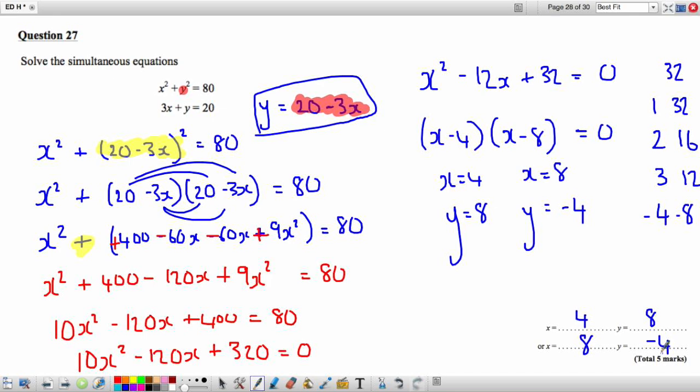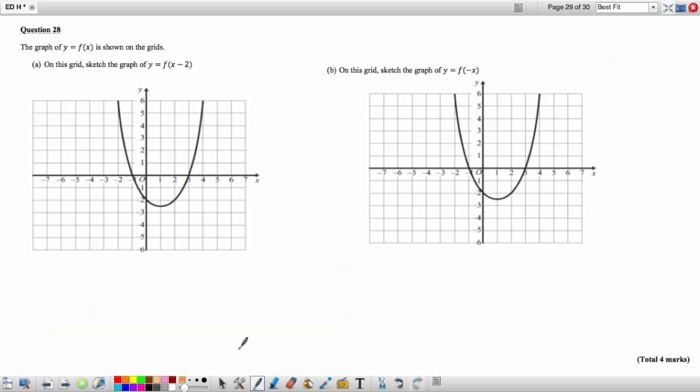Question 28. The graph of y equals f(x) is shown on the grids. First we need to sketch the graph of y equals f(x minus 2). This means we're going to move to the right 2 places. So our crossing point here at 3 becomes here at 5. Our crossing point here at minus 1 will then be at 1, and our minimum point here, which is 1, will go to 3. So then we're coming up here, exactly the same graph, it hasn't been stretched.